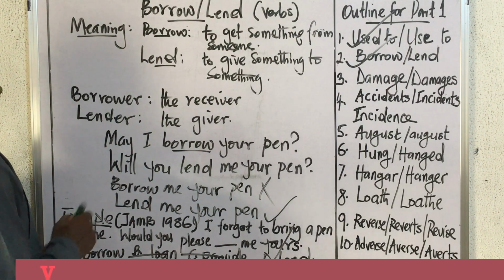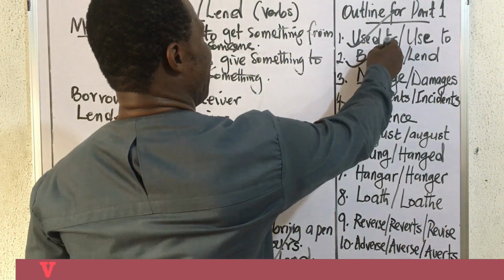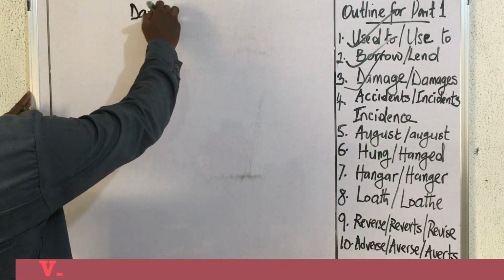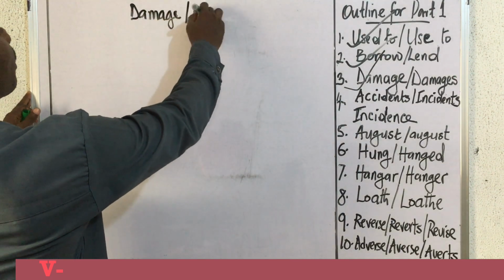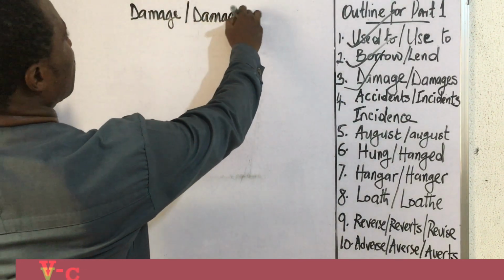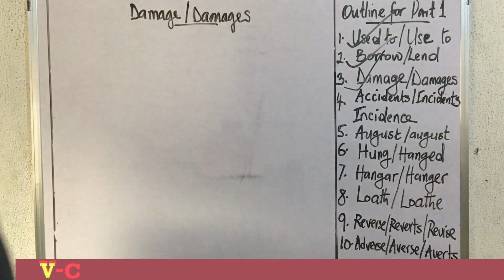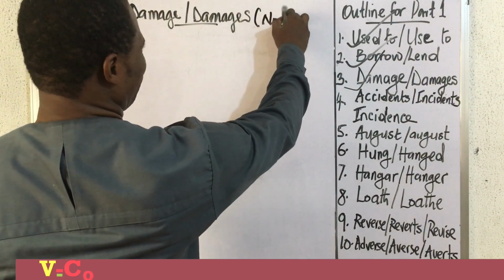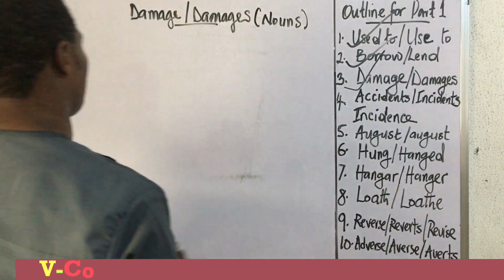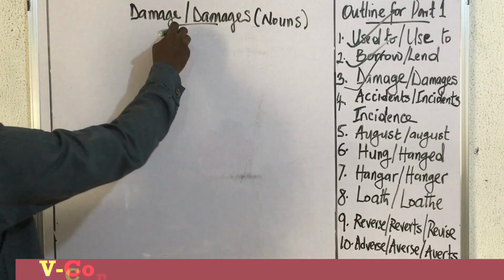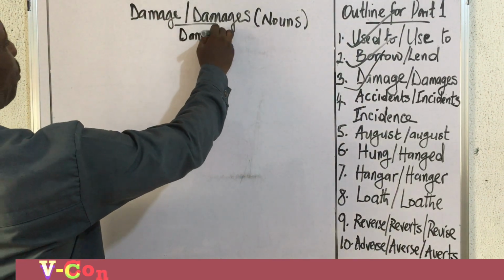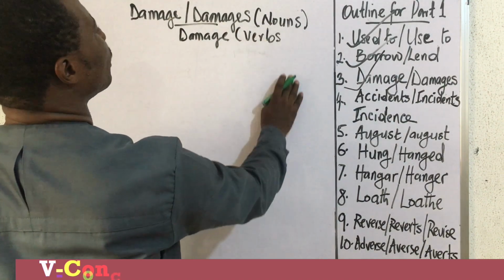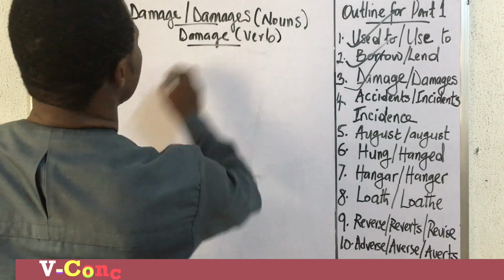Now let's go forward to the next one, which is damage and damages. These two words are both nouns. Let's take note of that. Although damage can as well be used as a verb, and I will try to explain how all these can happen.